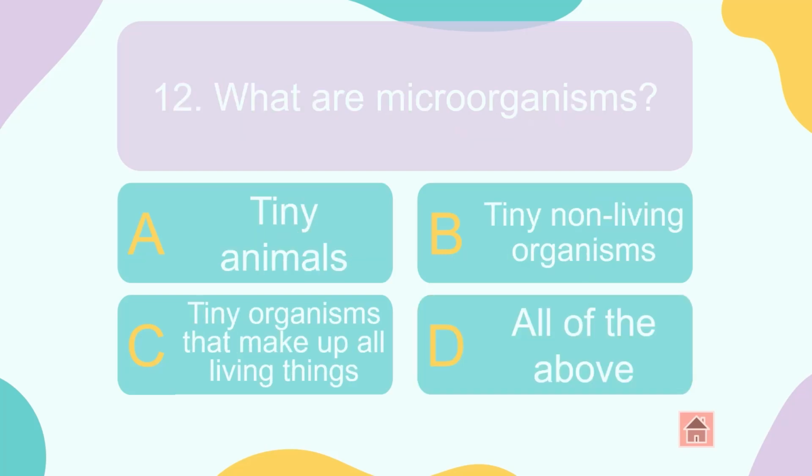Now, what are microorganisms? Are they A. Tiny animals, B. Tiny non-living organisms, C. Tiny organisms that make up all living things, or D. All of the above? What are microorganisms? A, B, C, or D? Pause the video if you need extra time to think. Okay, and the correct answer is C. Microorganisms are tiny organisms that make up all living things.